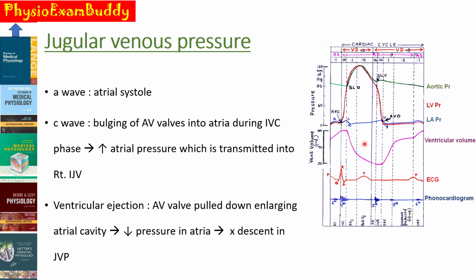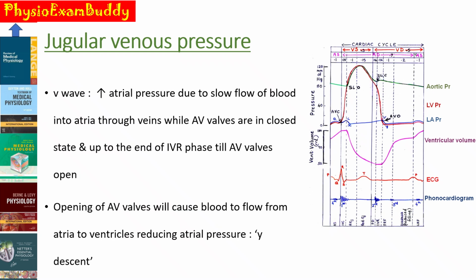Next, during the ejection phase, that is during the ventricular ejection, the AV valve will be pulled down by the enlarging atrial cavity. So this will reduce the pressure in the atria, causing the X descent in the JVP during the ejection phase. Followed by the X descent.